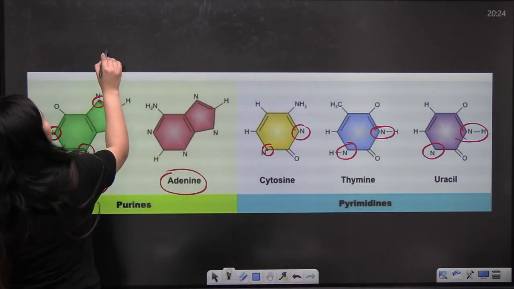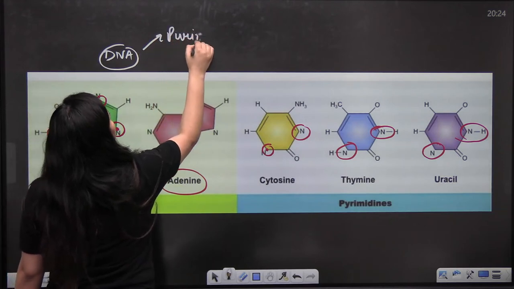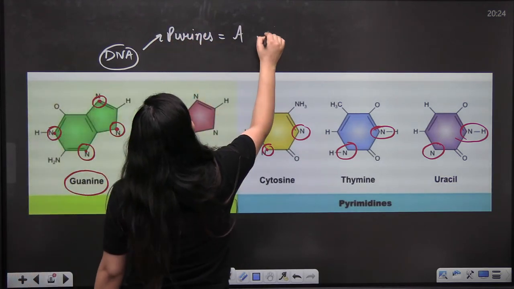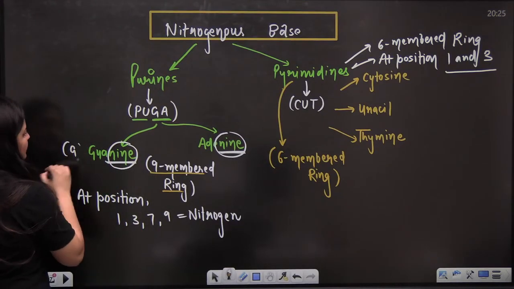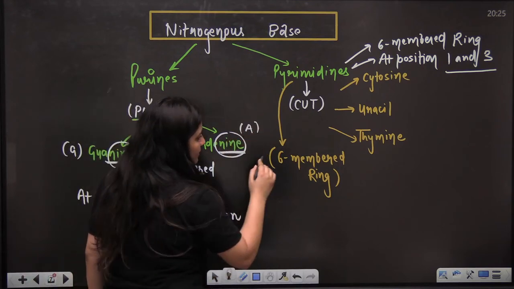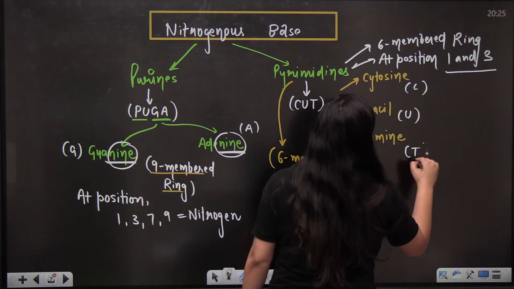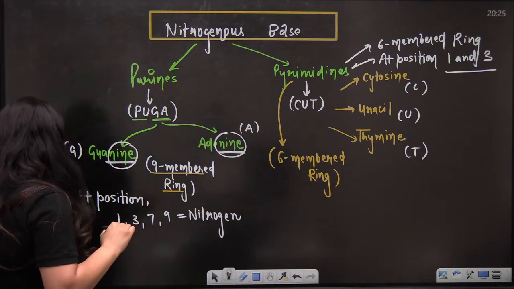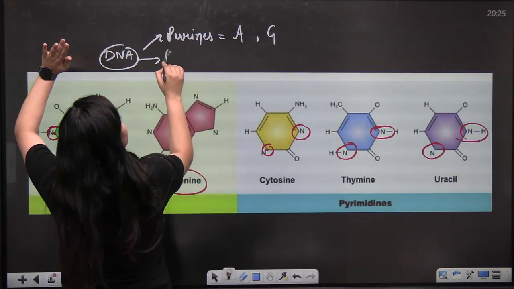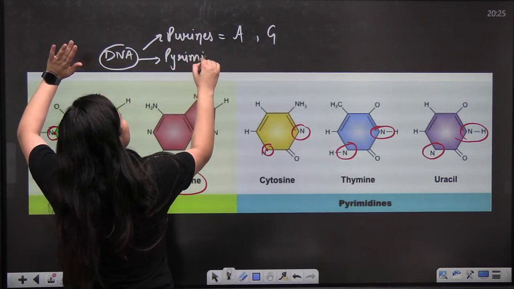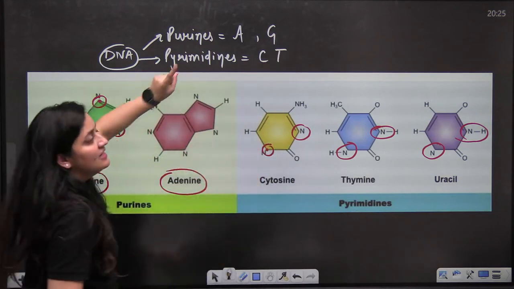Now, the next point that we need to understand. When you talk about the genetic material, DNA, the purines are going to be adenine and guanine. We denote each with its first alphabet: guanine by G, adenine by A, cytosine by C, uracil by U, thymine by T. When we talk about the pyrimidines, in the DNA, it is going to be C and T, cytosine and thymine.